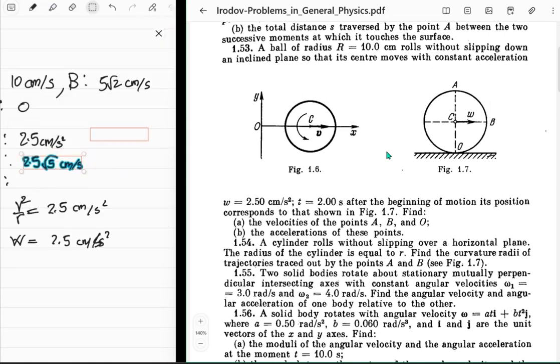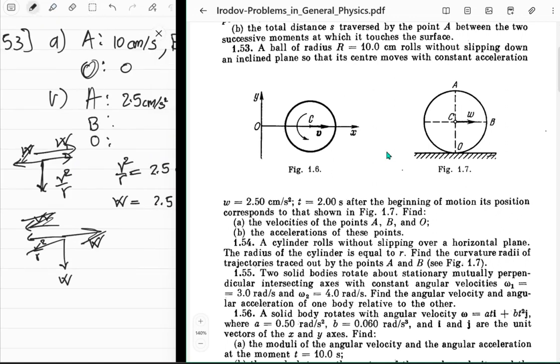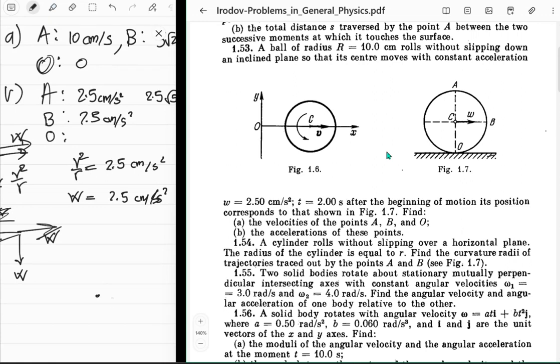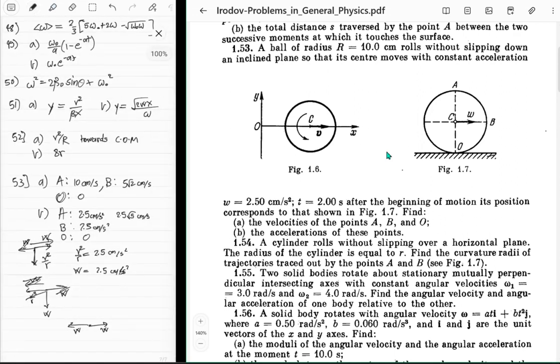So for A, it will be this thing. What about B? For B, it's omega in this direction. This cancels. So it's just omega, sorry, W in that direction, like 2.5 centimeter per second squared. And for O, it's W in this direction, and then there's tangential acceleration W in this direction. 0. Cool. Which is to be expected.